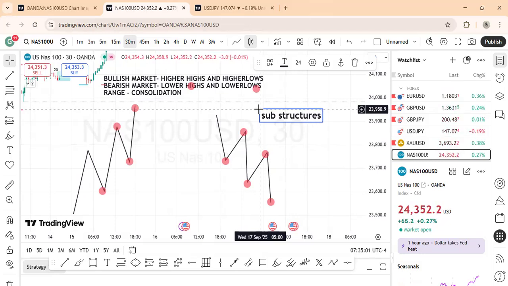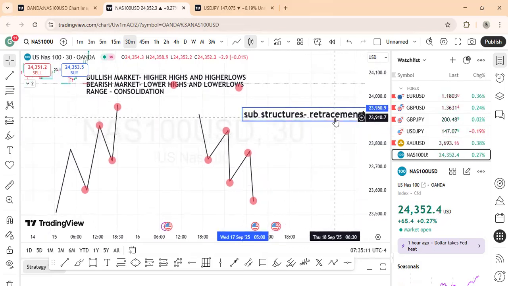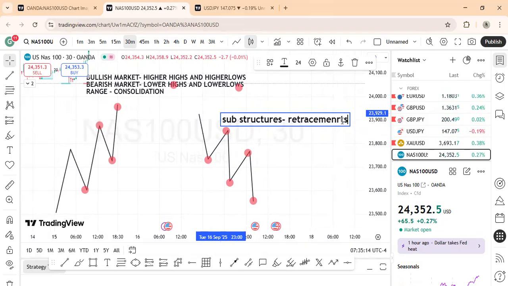Now, these substructures are what we refer to as retracements. So your aim is to trade the overall continuation or the overall trend, not the retracement. We call them retracements or pullbacks, right?